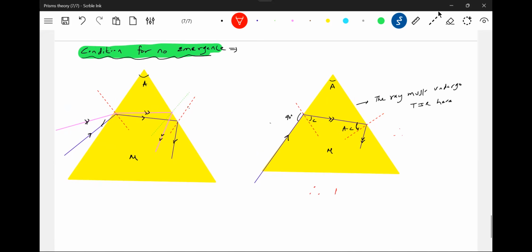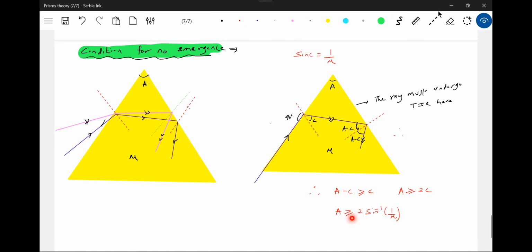Therefore, we know sin C equals 1 by mu. Like this, we'll put a condition. So now, if for 90 degrees itself it will undergo TIR, then for any other smaller angle it will undergo TIR. I'll write it here. This is the condition for no emergence.